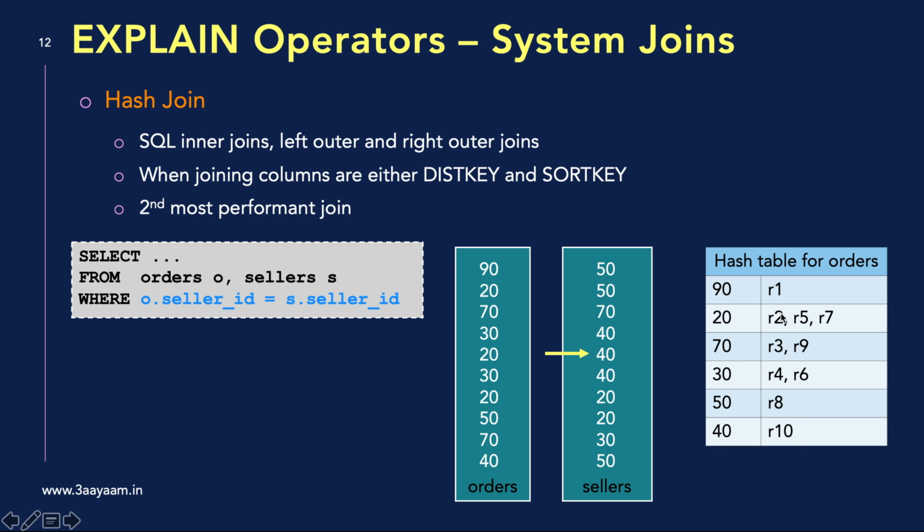These are all pointers, by the way. These are not the entire rows. So this is the pointer for row 2, there's a pointer for row 5, there's a pointer for row 7. Okay, that's how hash join works. So as you can see, it is still better. It's not as good as merge join, but it is still better.